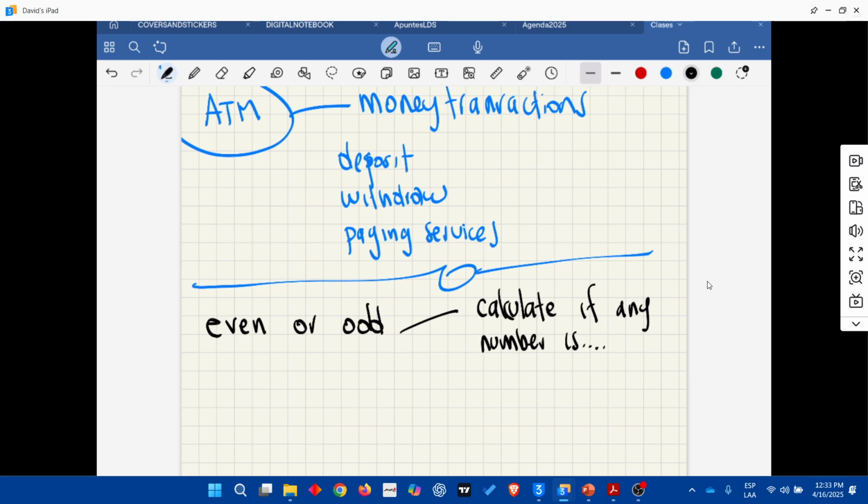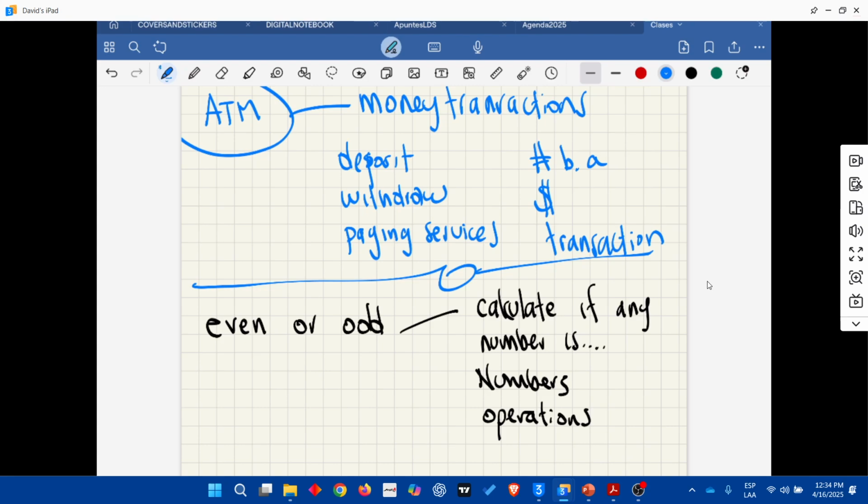What do you need here? Numbers. And what else do you need here? Operations. What do you need in the first one? You need to know the number of your bank account. You need the amount of money and the transaction you are going to execute.